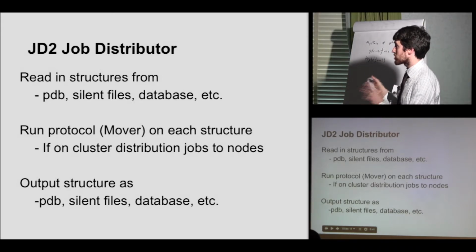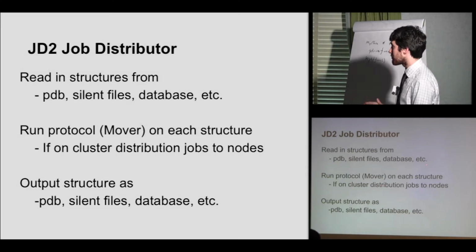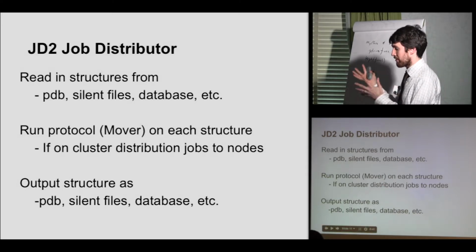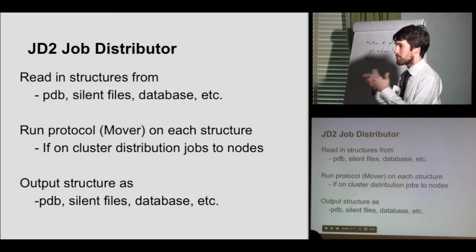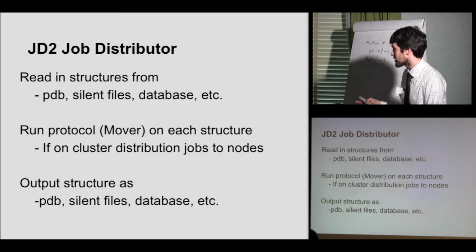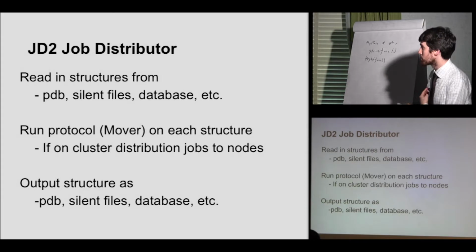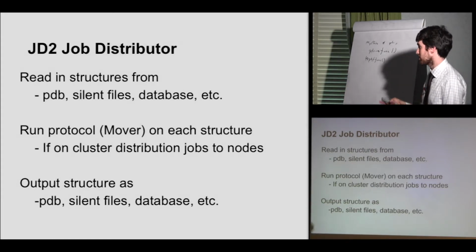There's a whole lecture on the job distributor later, but I just wanted to give you a brief overview of it now, so that you won't get lost. The way the job distributor works is that you hand a mover to the run protocol, and if it has a cluster, it passes the mover and all the different structures to the different resources on the cluster, and it does what it wants, and then it returns the structures and prints them out at the end.